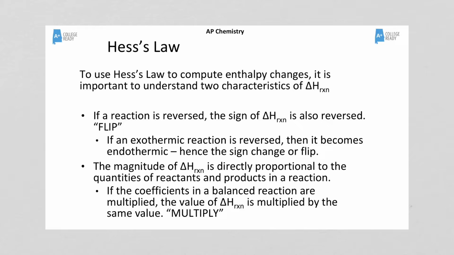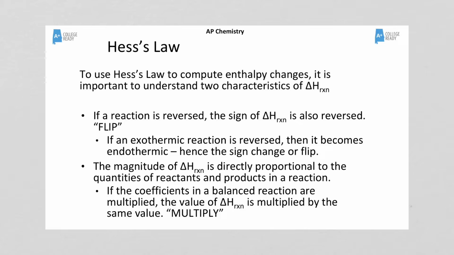If we can add the individual reactions together and end up with the overall reaction, that means we can also add together their delta H values. As we're looking at the different reactions, and we'll see an example in the next slide, we might need to manipulate the individual reactions so that they will add together to come up with this new reaction.